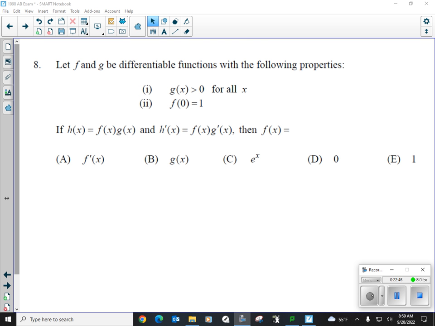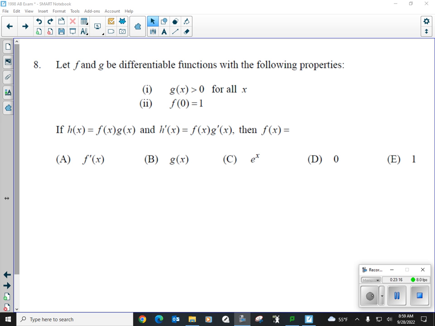Number 8. Let f and g be differentiable functions with the following properties. 1, g of x is greater than 0 for all x. And 2, f of 0 equals 1. If h of x equals f of x times g of x, and if h prime of x is f of x times g prime of x, then f of x equals.